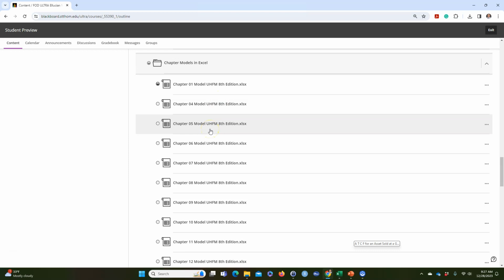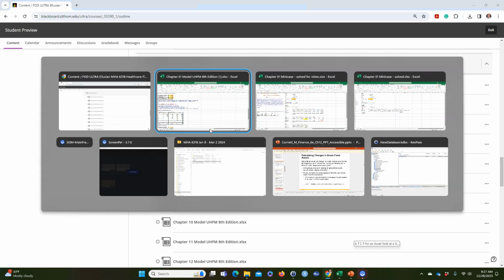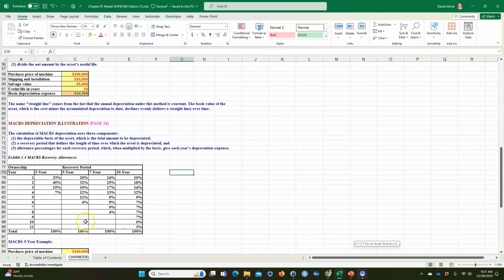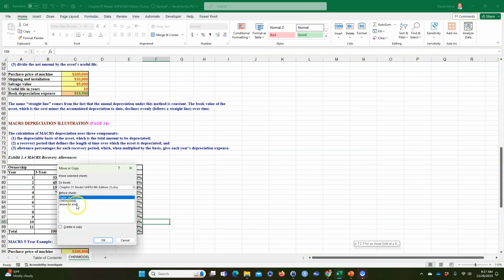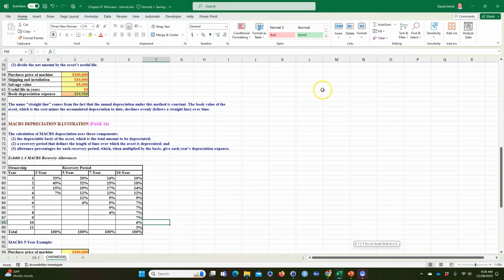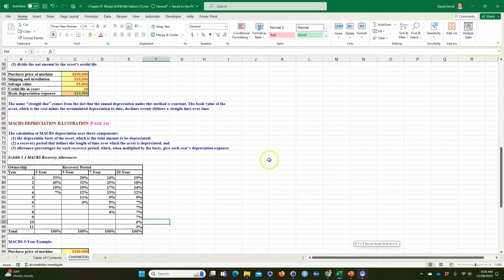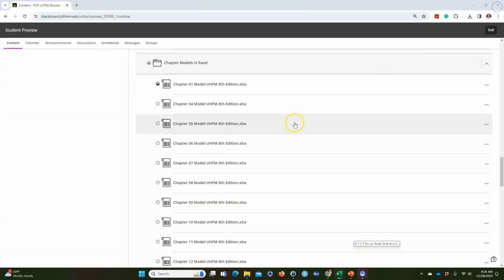So let's say I want to take this whole sheet and put it into my model. So I'm going to go down here, right click, and go move or copy. And I want to move it to this one I just solved. I move it to the end, and I'm going to create a copy. I go OK. And then I can go ahead and close this other one, because I don't need it anymore.